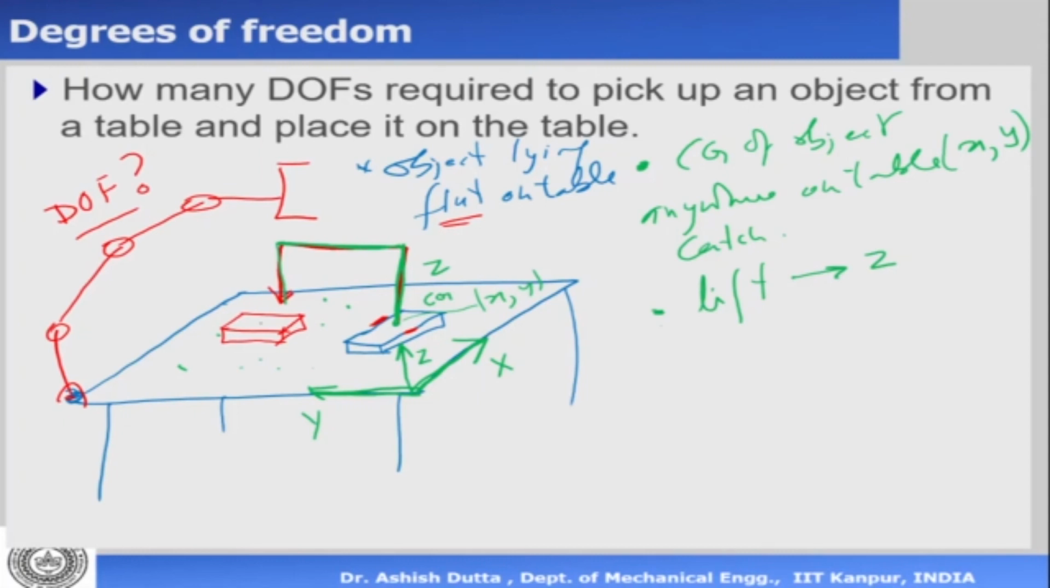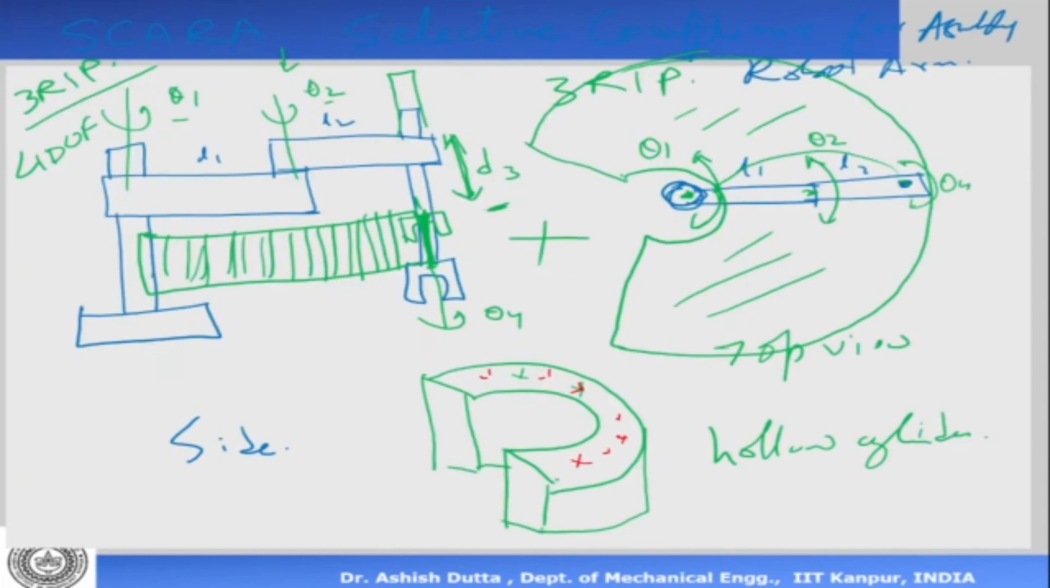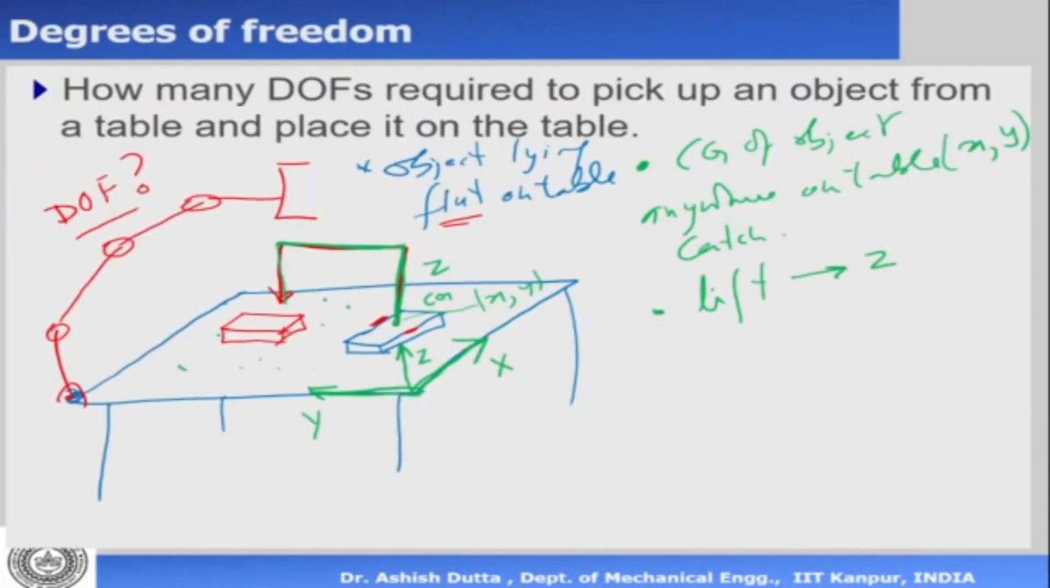So how many degrees of freedom are required? You might think it is 3, but it's not 3, it's 4. Why is it 4? Because at the end effector, you're catching the object here and here. So I have an object, and this object is being caught by the gripper. So the gripper is catching either here or that side. So it has to rotate. So it needs this degree of freedom, theta, at the end effector.